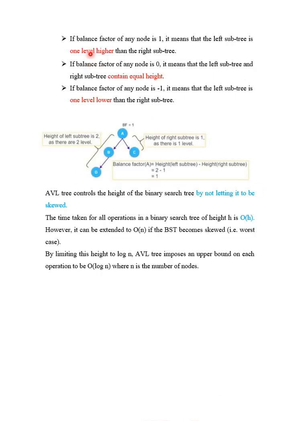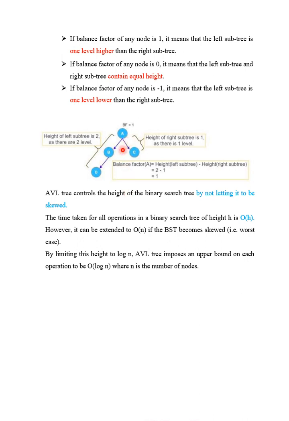If the balance factor of any node is 1, it means that the left subtree is one level higher than the right subtree. If the balance factor of any node is 0, it means both the right subtree and left subtree are of equal height. If the balance factor of any node is -1, then it means that the left subtree is one smaller than the right subtree. Okay.